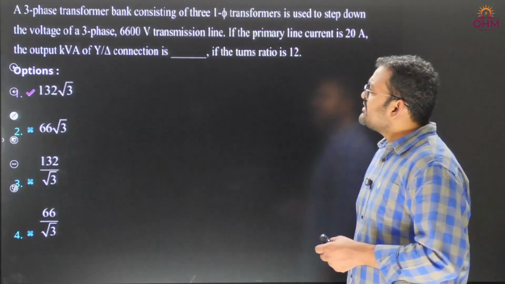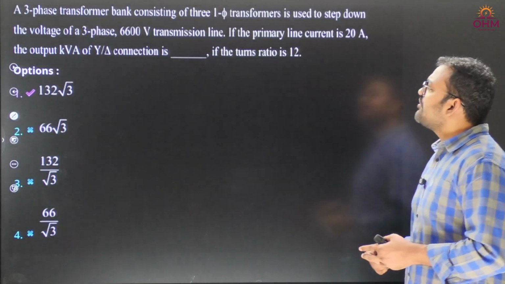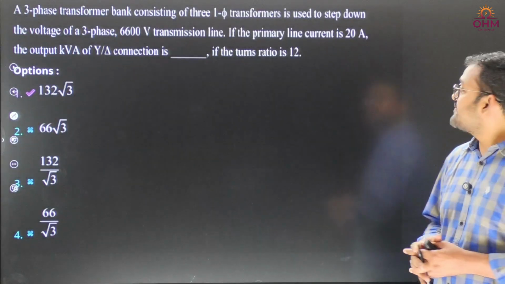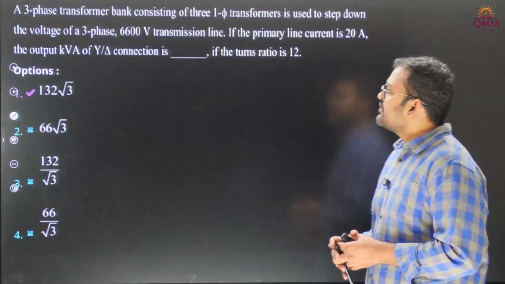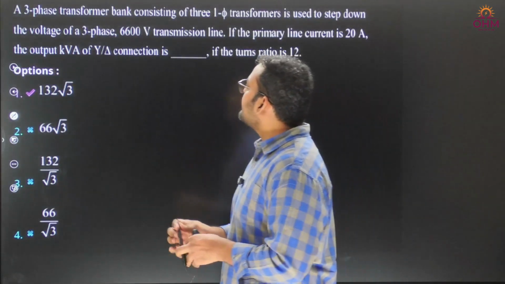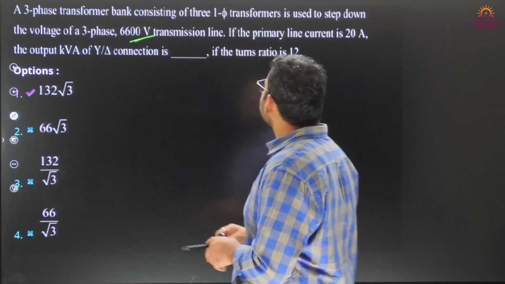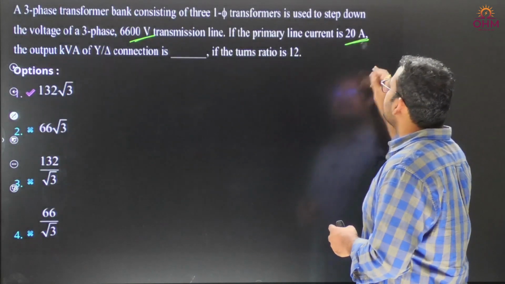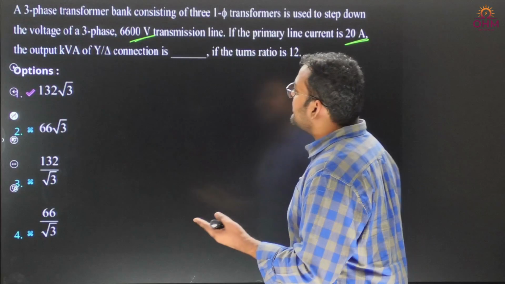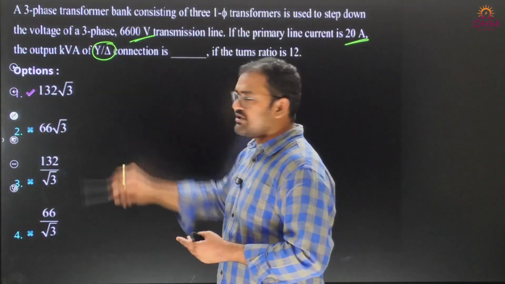Next, a three-phase transformer bank consisting of 3 single-phase transformers. It is used to step down the voltage of 3-phase 6600 volt transmission line. Primary line current 20 ampere. What is the kVA output if the connection is star delta?